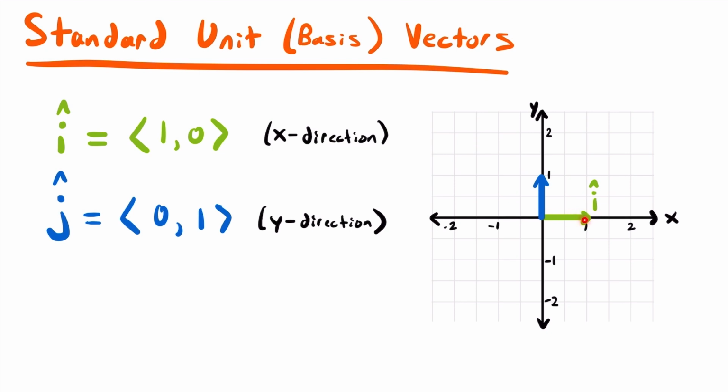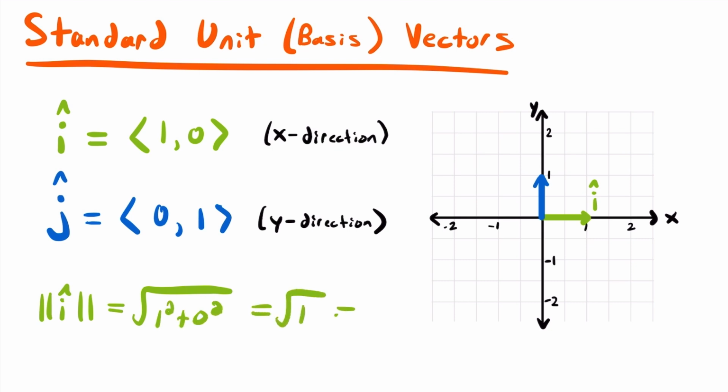It's just a vector that rides along the x-axis to that x value of 1, and it has a length of 1. And you can see that if you try to calculate the magnitude of this vector. I'll do that real quick. The magnitude of vector I, or I hat, is equal to the square root of the sum of the components squared. So we have 1 squared plus 0 squared. That's just equal to the square root of 1, which is 1. And so I is a unit vector. It has a magnitude of 1.